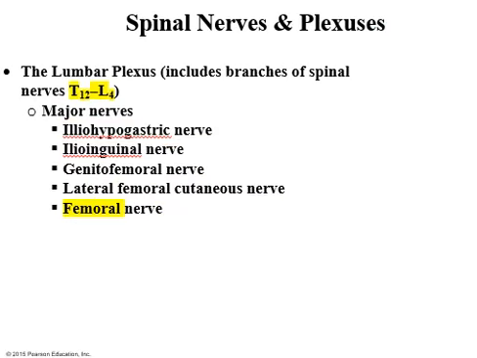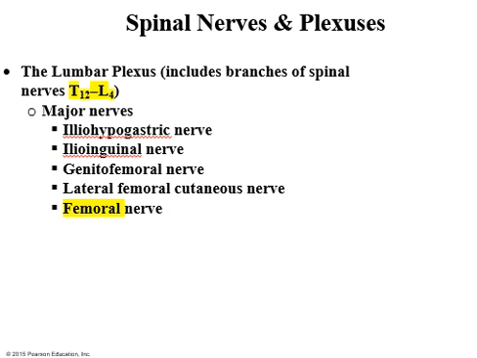Okay, last couple nerve plexuses here. We've got our lumbar plexus. The major spinal nerves that make this up are T12 through L4, and the major nerves that we find related to the lumbar plexus are going to be the iliohypogastric nerve, the ilioinguinal nerve, the genitofemoral nerve, the lateral femoral cutaneous nerve, and the femoral nerve.